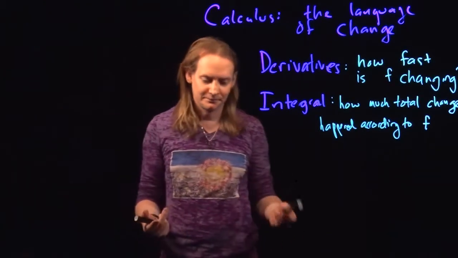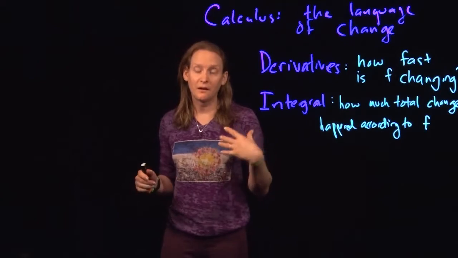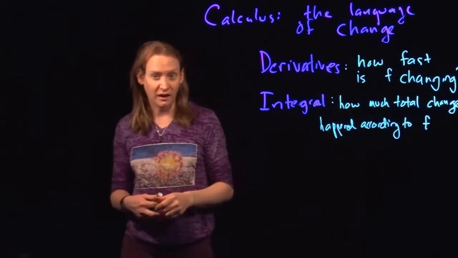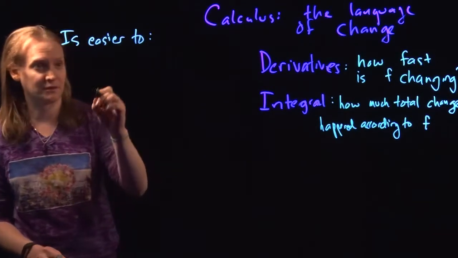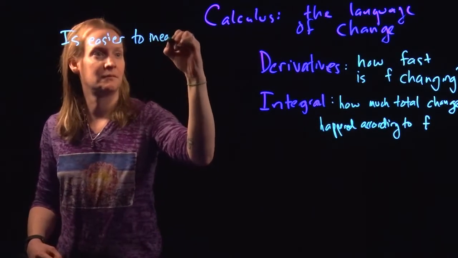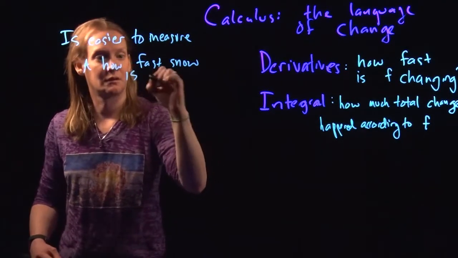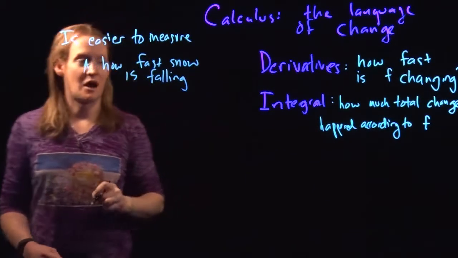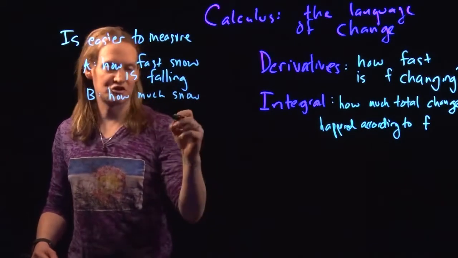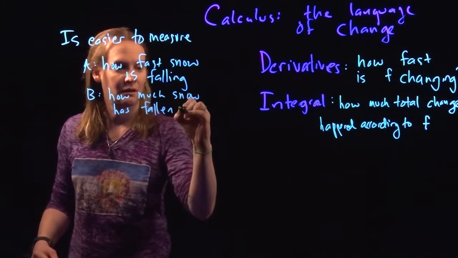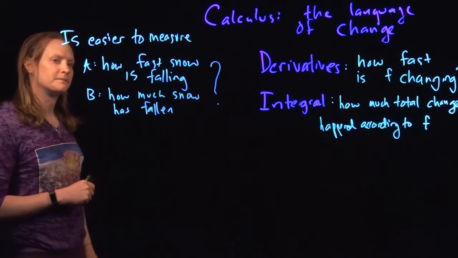So, snow. What's the easiest way to measure snow in the world of change? Is it easier to measure how fast the snow is falling? I want you to think about this question as we do this. Is it easier to measure A, how fast the snow is falling, or B, how much snow has fallen? Think about the answer to that question. Which one is easier?